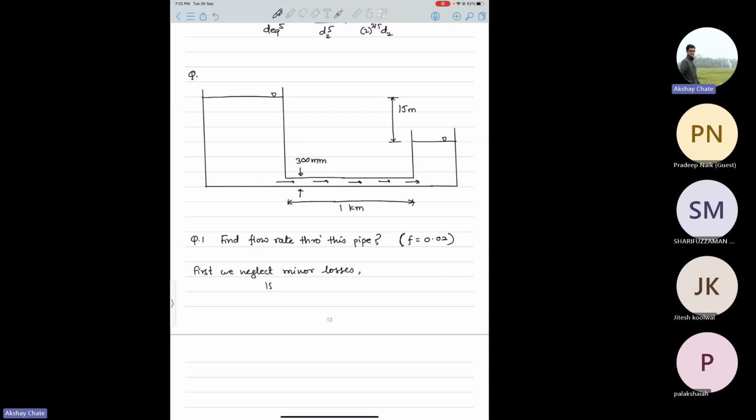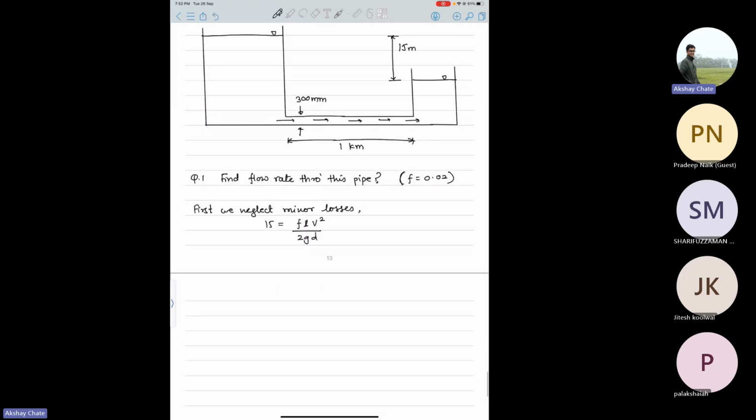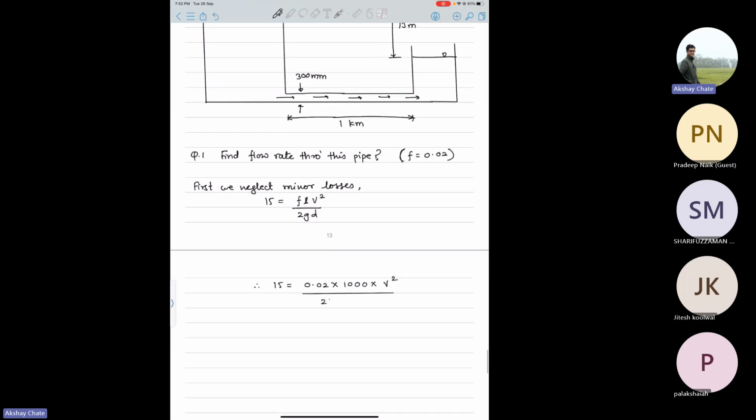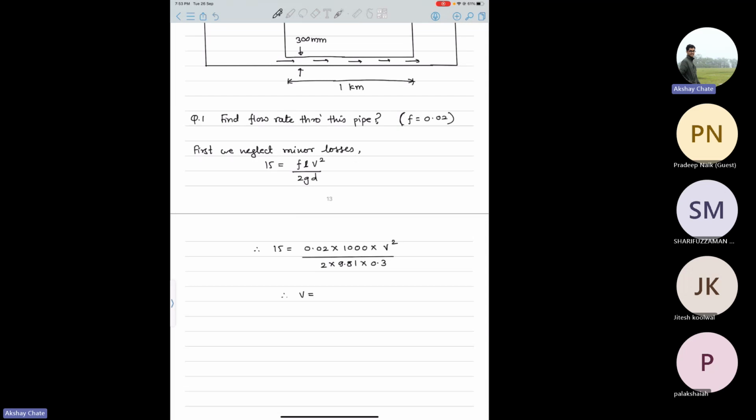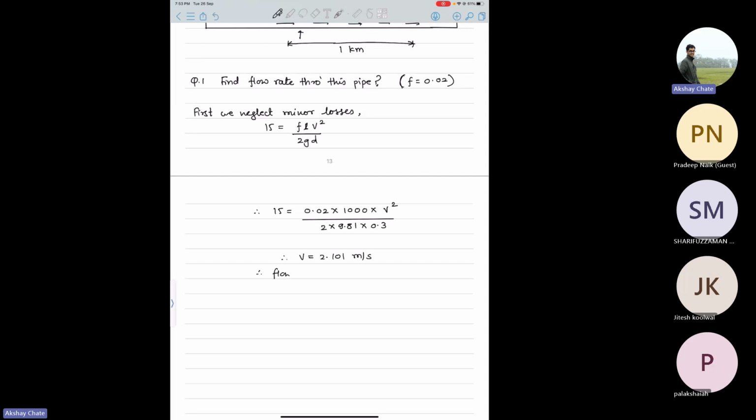Then in that case your 15 meters of head will be used to overcome the friction. So that will become h_f = f L V² / 2gD. We have all the values. f is 0.02, L is 1 kilometer, so 1000 meters, V is the unknown, and 2 into 9.81 into D is 0.3, 300 mm. If you solve this, you get velocity as 2.101 meters per second, and therefore flow rate Q is nothing but π/4 d² into V, right? d is known, V is known now. If you do that calculation, you will get 0.48148 meter cube per second. So this was the first part of the question.